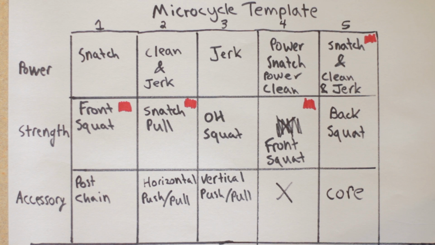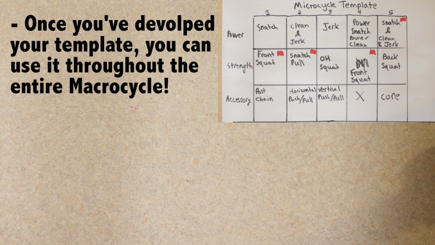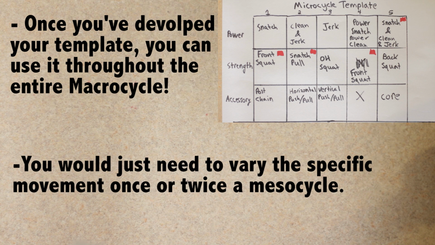This is the great part about all of this. Once you have developed your template, you can literally keep your microcycle structure the same over the course of an entire macrocycle. All you would need to alter is the specific exercises in the accessory work, or vary the tempo of a movement once or twice every mesocycle.